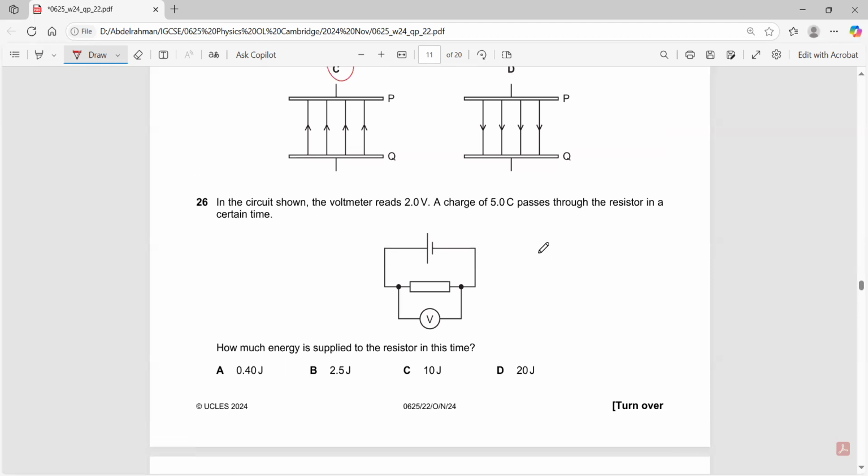How much energy is supplied to the resistor in this time? Energy E equals VIT, or you can say E equals VQ. So the voltage is 2 and the charge is 5, which is 10 joules.